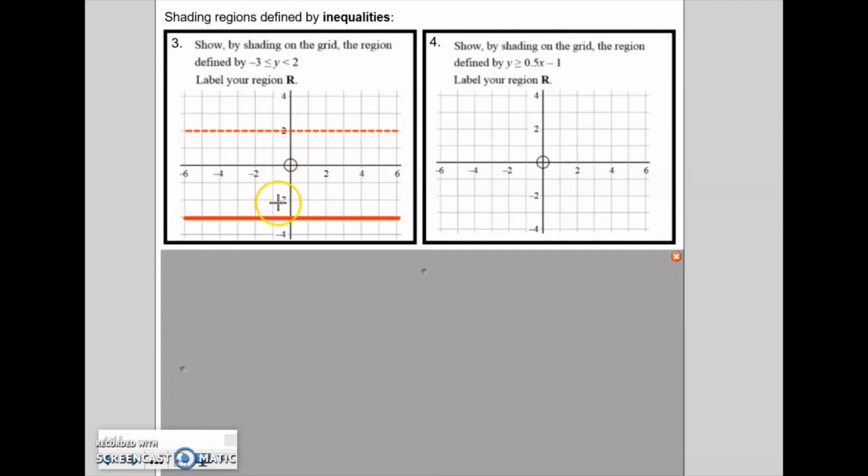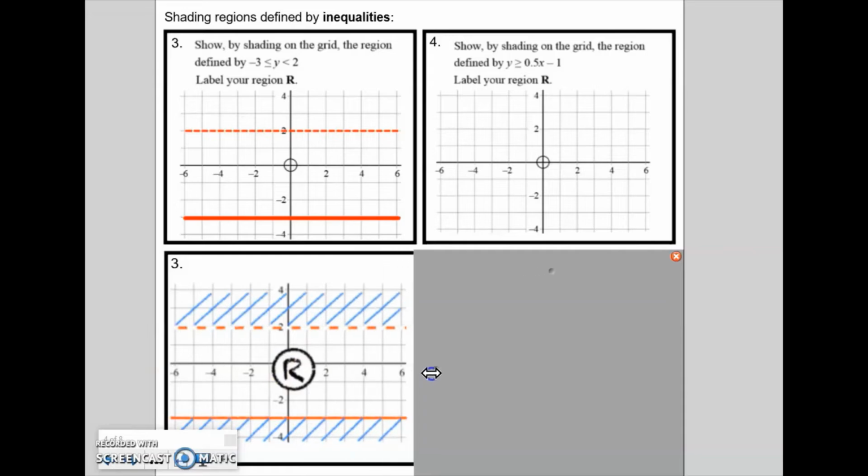So this is going to be my region labeled R, which means I want to shade in this unwanted area, and I'm going to shade in this unwanted area. So my final solution is going to look something like that. So I've identified my required region and labeled it R, and my unwanted regions have been shaded out because they are not satisfying the inequality.